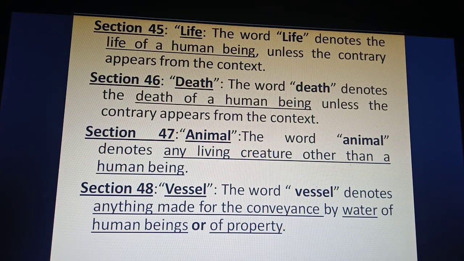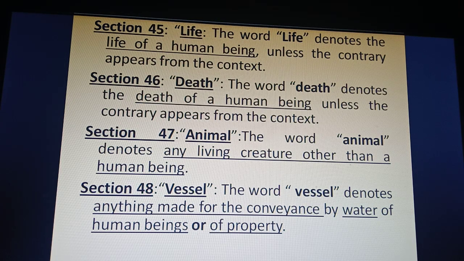And how does life come to an end? It comes to an end by death. So section 46 defines the word death. The word death also denotes the death of a human being unless the contrary intention appears from the context. So in life and death, animals were not discussed. And what is the meaning of animal? It has been described in section 47. Section 47 says that the word animal denotes any living creature other than a human being.